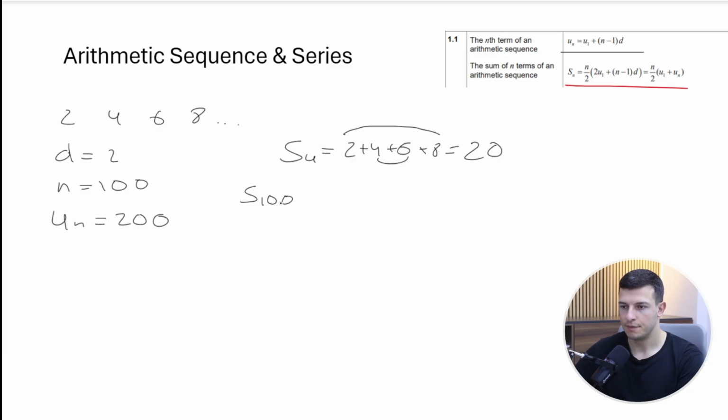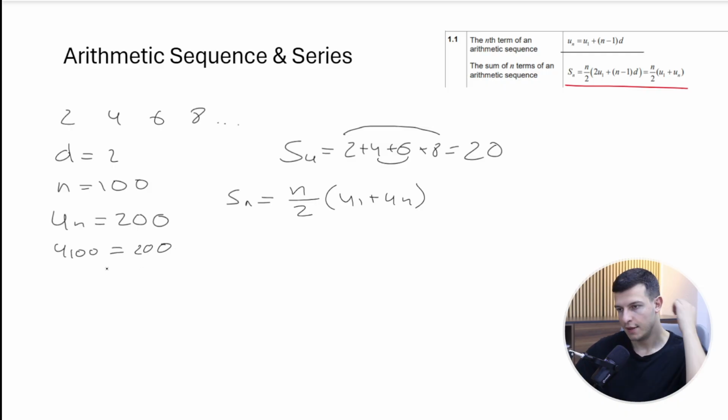For example, I'm going to delete this one for now. Let's say Sn is equal to n divided by 2 times (u1 plus un). Now, there are cases where one of these is more preferable. What is the scenario? If you already know what your un is, in our case u100 is equal to 200, then this formula is easy.